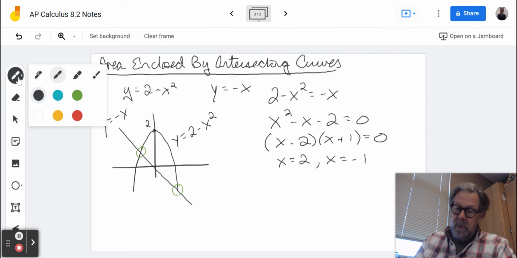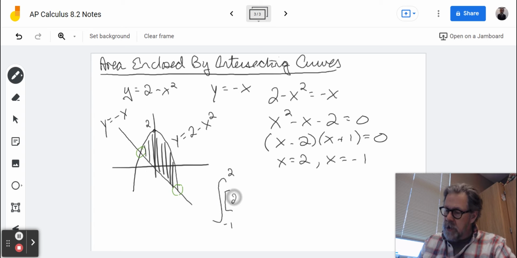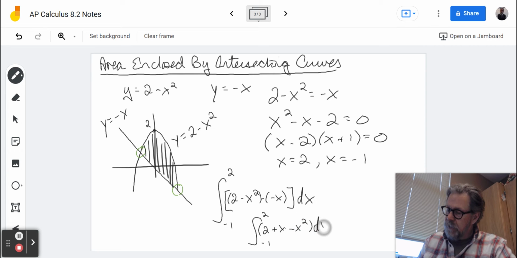So now here's what we got. I want the area between these curves, which means I'm looking at the integral from -1 to 2 of top curve, 2 minus x squared, minus bottom curve. And I'm going to write this out rather than do the math in my head and make mistakes. So now I've got the integral from -1 to 2 of 2 plus x minus x squared dx.